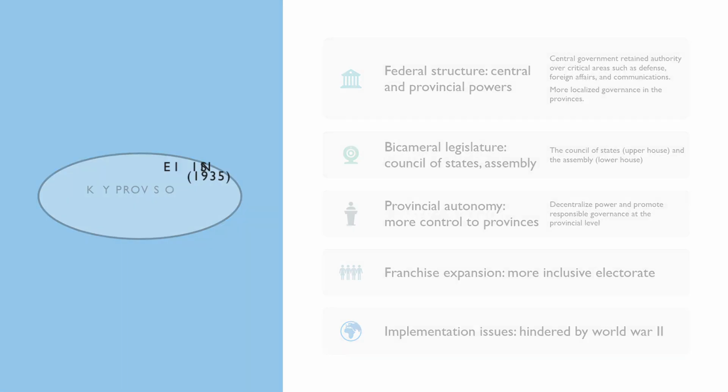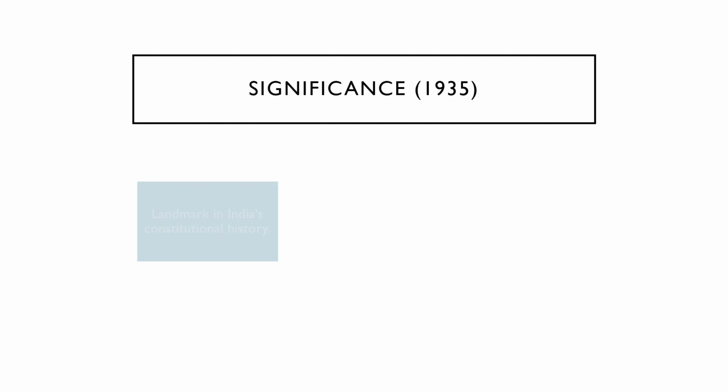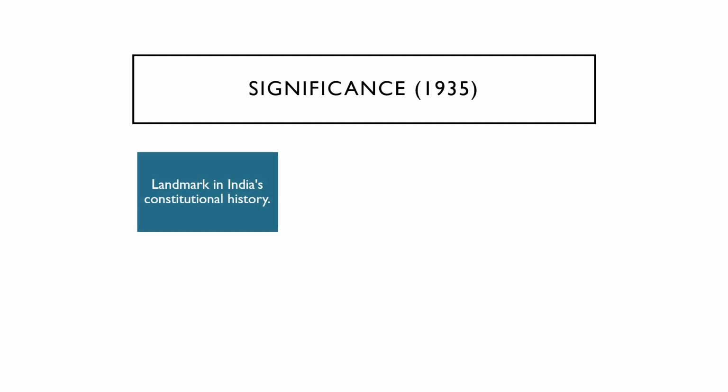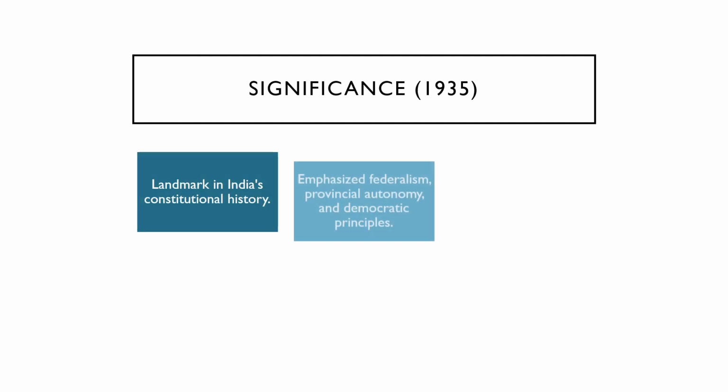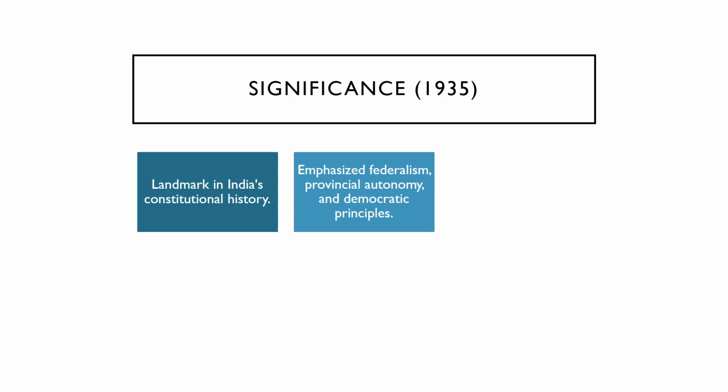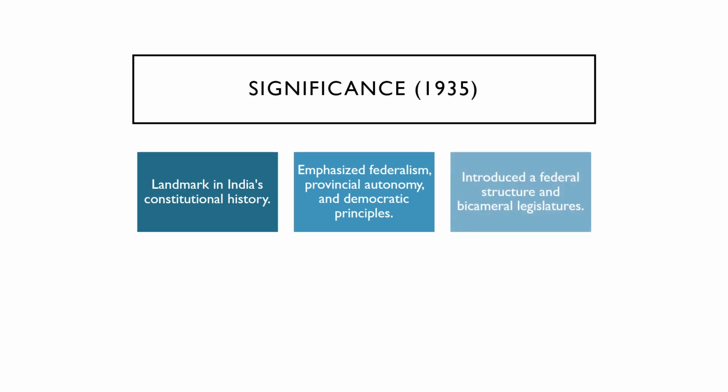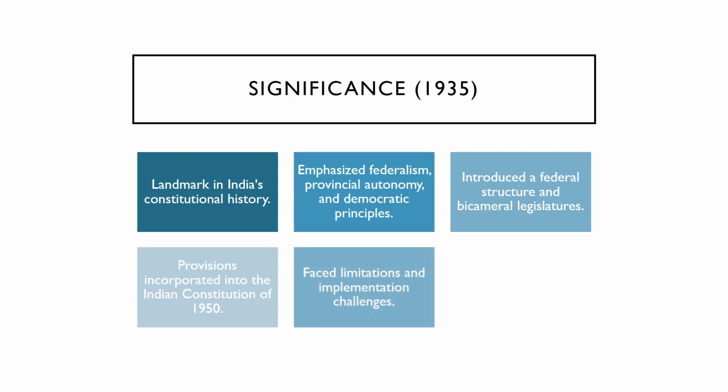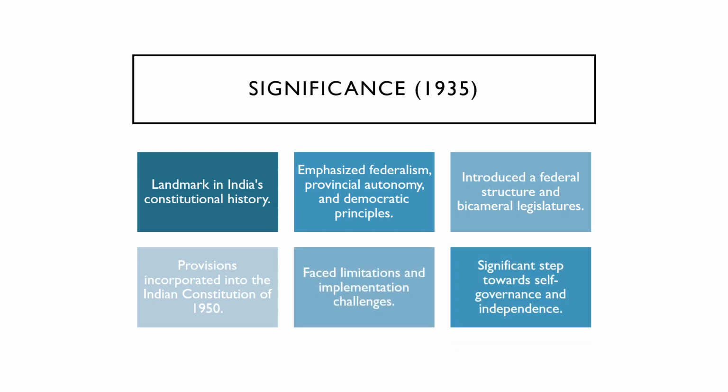Let's see its significance. The Government of India Act of 1935 was a landmark in India's constitutional history. It laid the foundation for the post-independence constitution by emphasizing federalism, provincial autonomy, and democratic principles. The Act's provisions for a federal structure and bicameral legislatures were directly incorporated into the Indian Constitution of 1950. Despite its limitations and challenges of implementation, the Act represented a significant step towards self-governance and the eventual realization of independence.